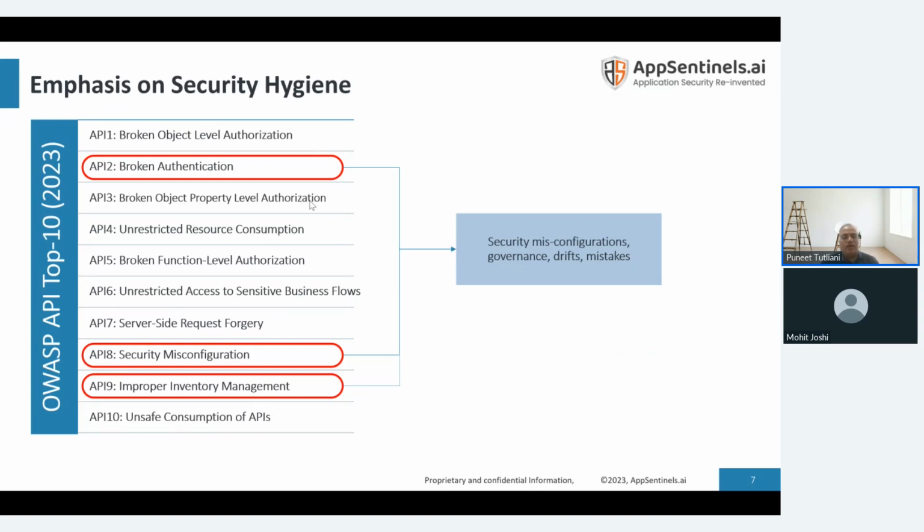And API 9, which is improper inventory management, is again one of the most prevalent problems that we have seen with many of our customers, where when they start, they do not have visibility of how many APIs they have. They do not have visibility into the sensitive data that these APIs are leaking, which means that if they can't see something, obviously they cannot protect against it. So improper inventory management is a very important addition to the OWASP top 10 list in 2023.